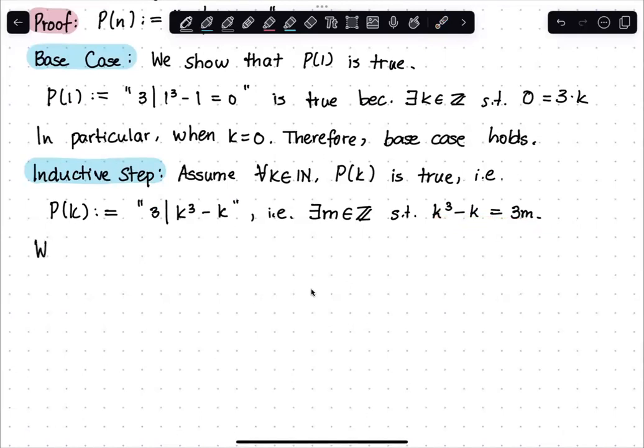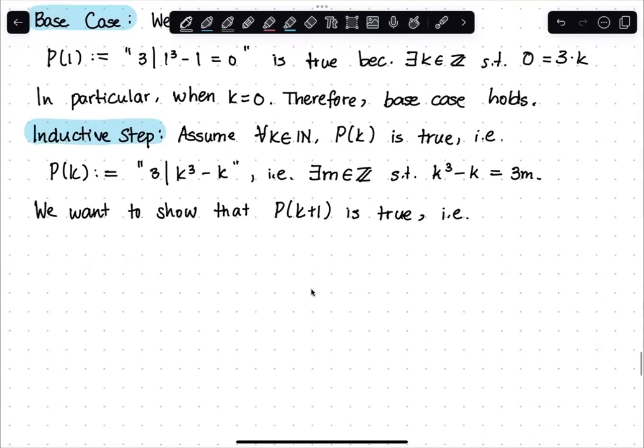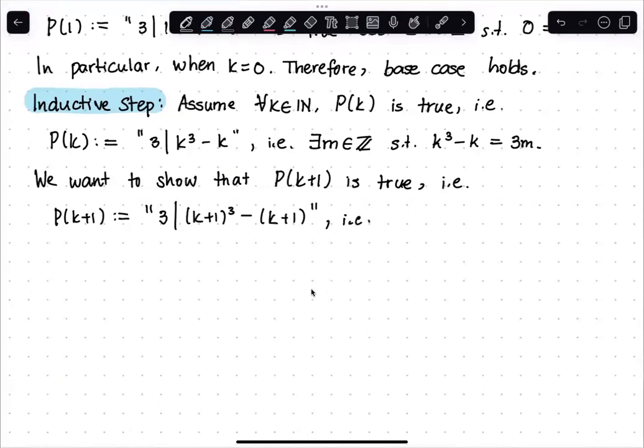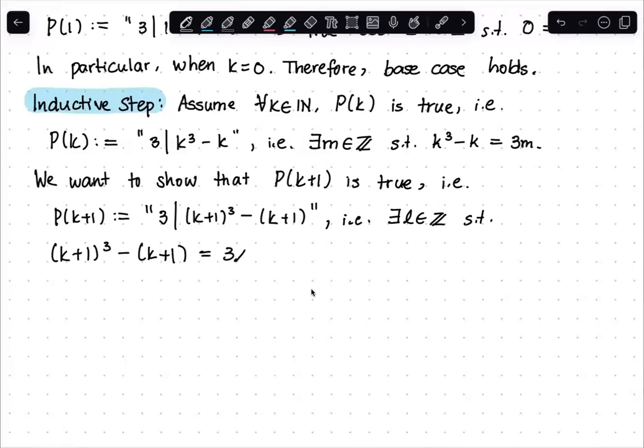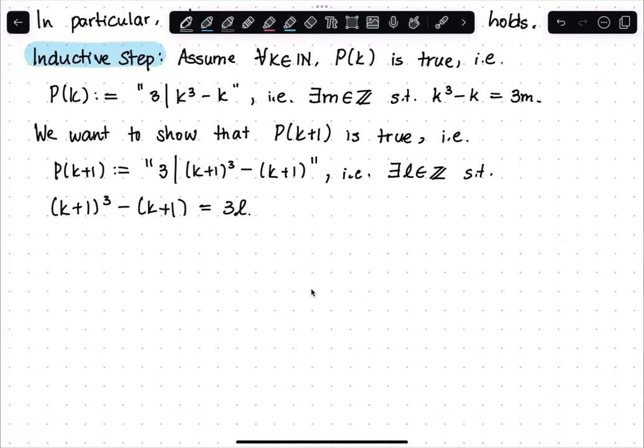We want to show that P of k plus 1 is true, i.e., P of k plus 1 says that 3 divides k plus 1 cubed minus k plus 1, i.e., furthermore, there exists some integer, let's call it L, such that k plus 1 cubed minus k plus 1 is equal to 3 times L. That's what we want to show. So indeed, so let's see.